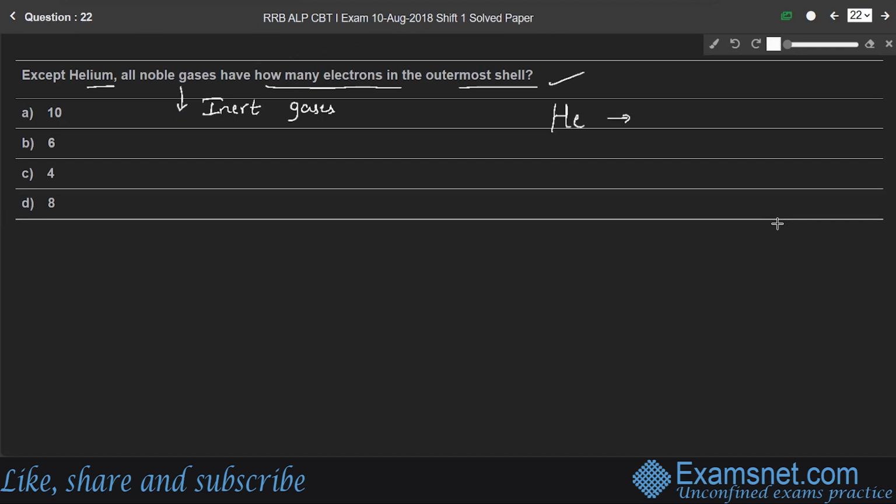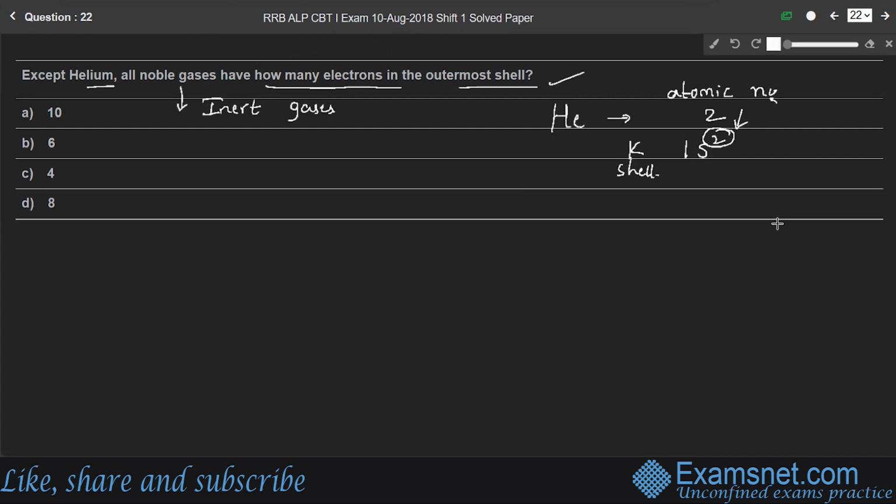atomic number 2, right? Therefore these 2 electrons will be occupied in the first shell itself. In the K shell, 2 electrons will be occupied. So the outermost shell will be the s subshell itself, the first subshell. All the electrons will be occupied in the first subshell itself, because it has only one subshell in which the 2 electrons will be occupied.